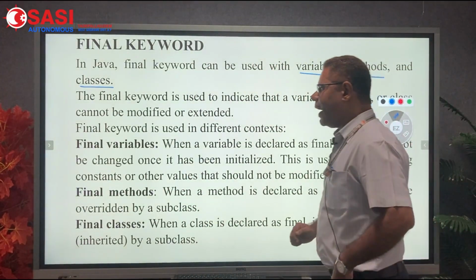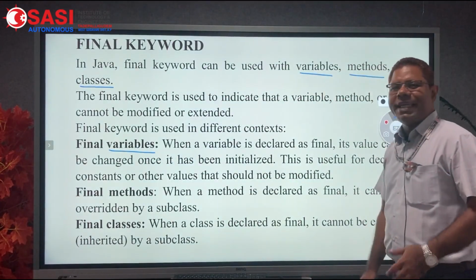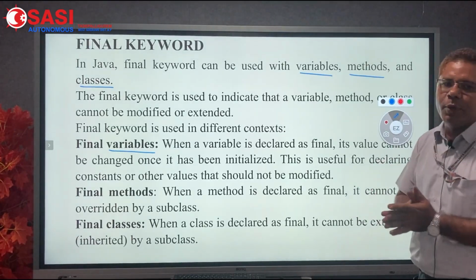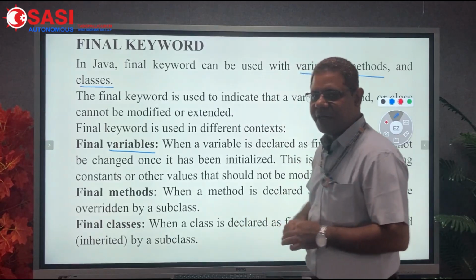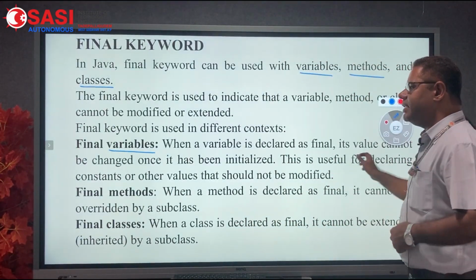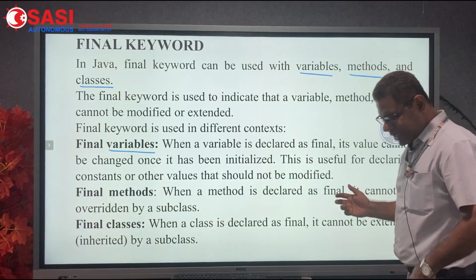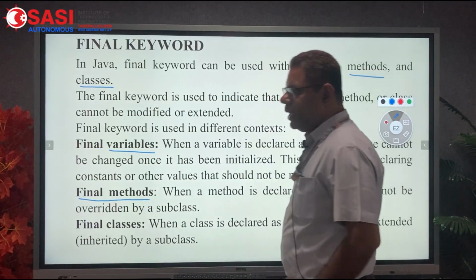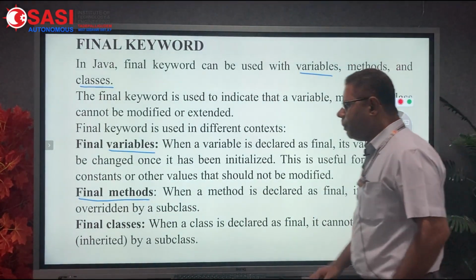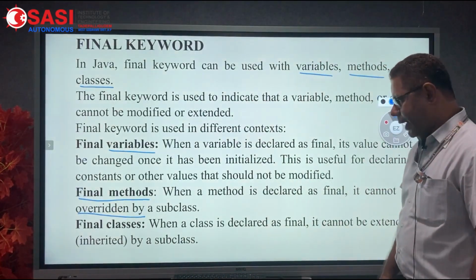When we apply final to variables, the variables cannot be changed. That means once we declare a variable as a final variable, we cannot change the value of that variable. Similarly, when we declare a method as a final method, the method cannot be overridden.